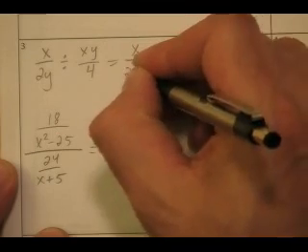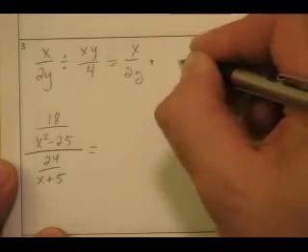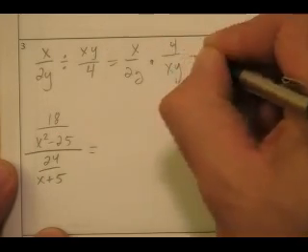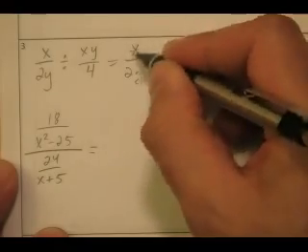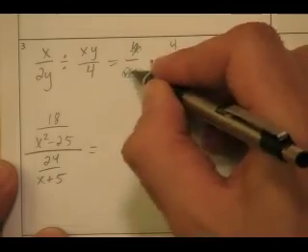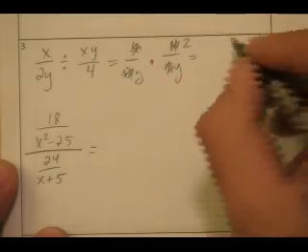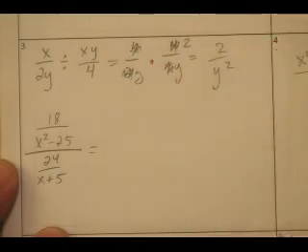So I say x over 2y times, flip it, 4 over xy. We have products here, so I take this x out and this x right here, and 2, 4, that becomes 2 there, and that becomes 1 there. So 2 left over there, and I get 2 over y squared.